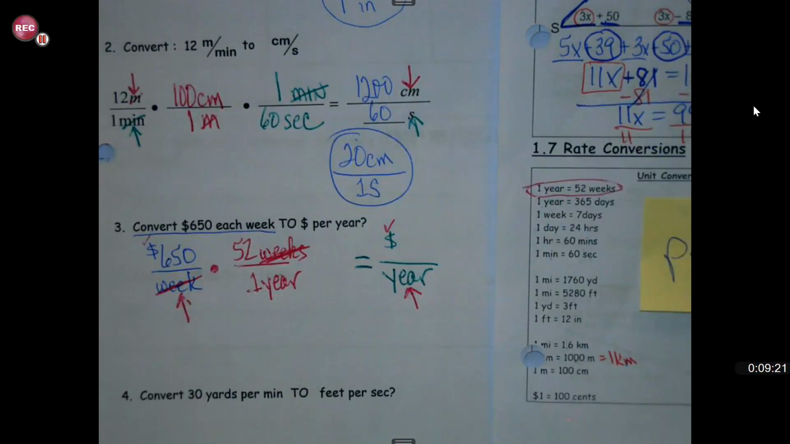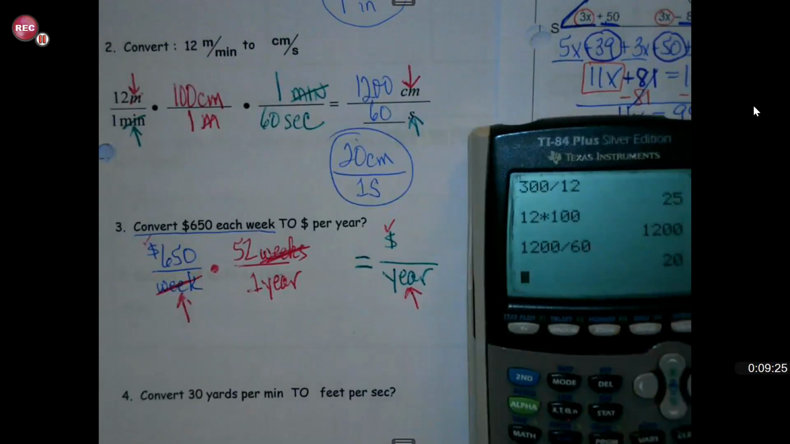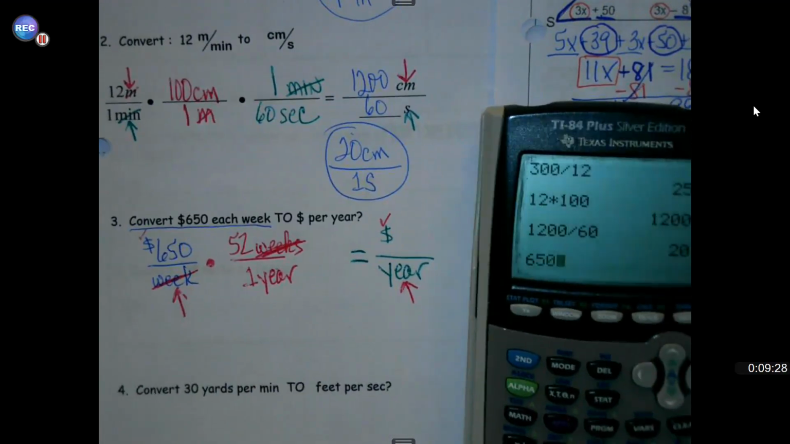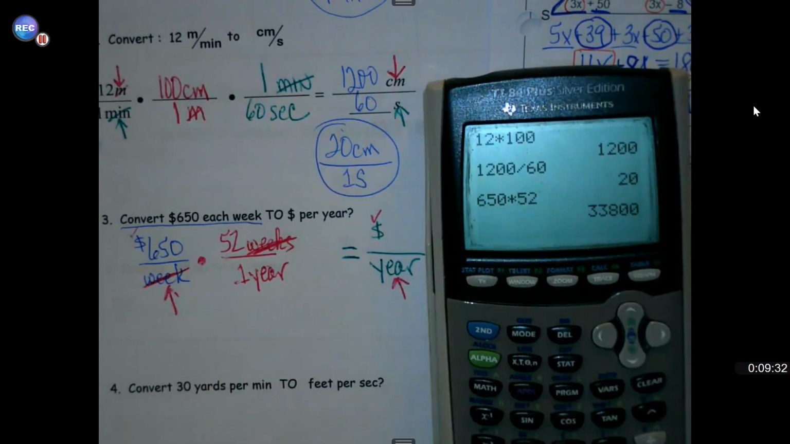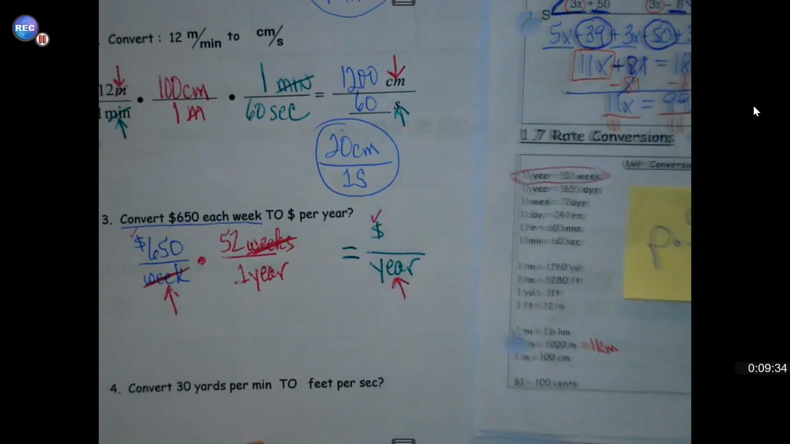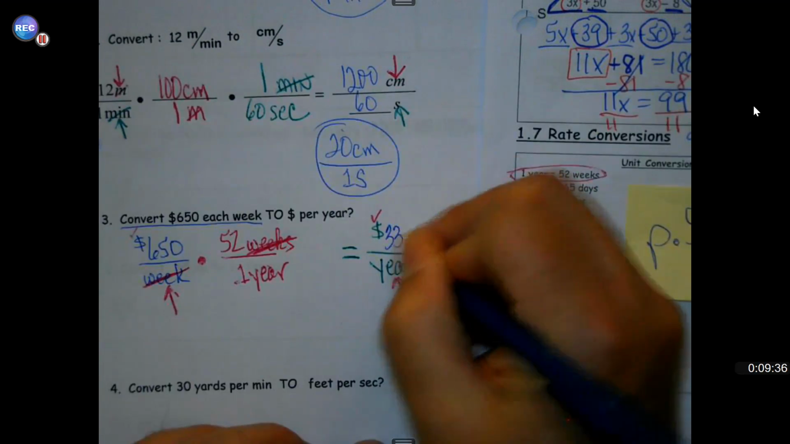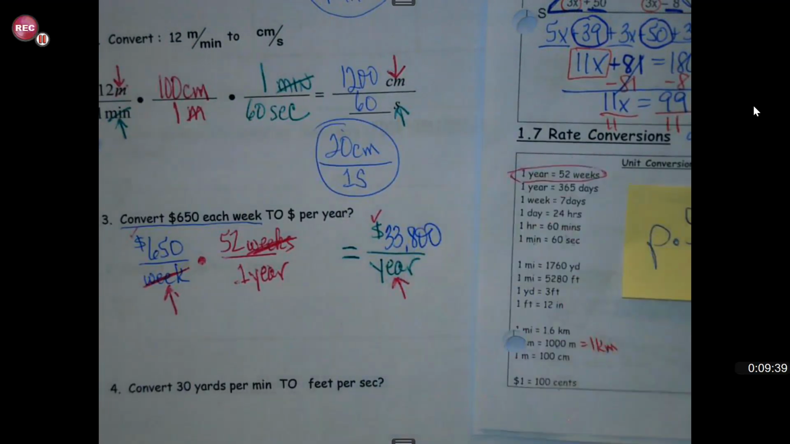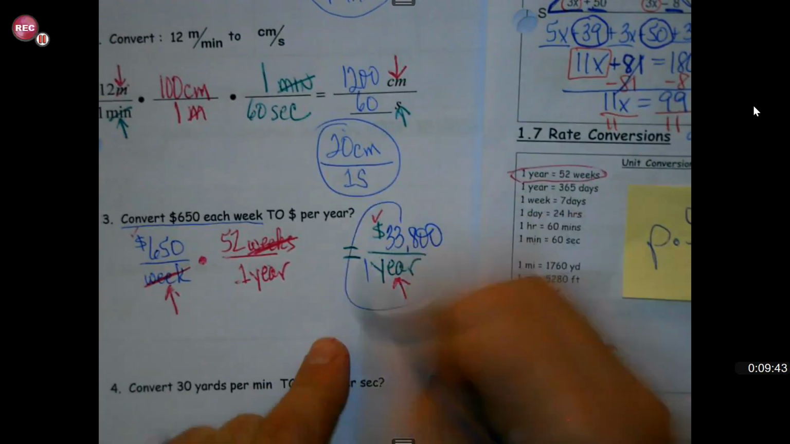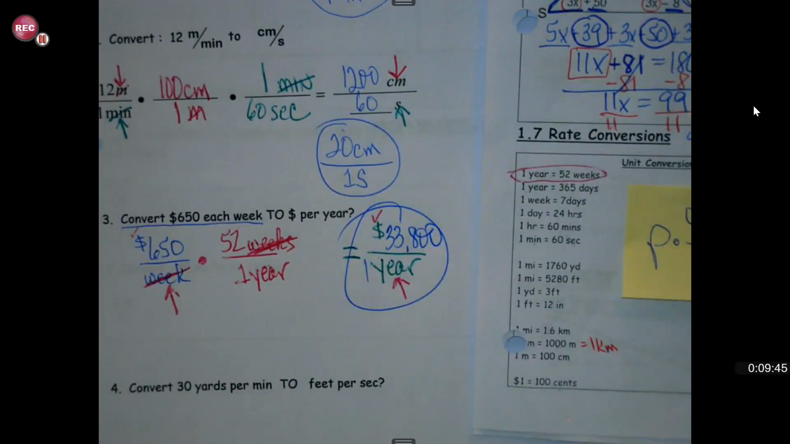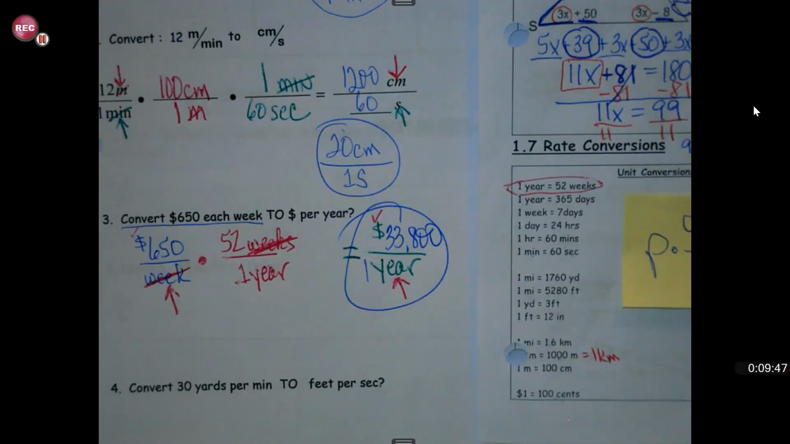So, now, multiply them up. Ooh, that's a little better. 33,800. And the even nicer thing on this one is, that's already just in 1 year. I don't have to divide anything. I'm just done. I did one step. I was finished. So sometimes, it doesn't always have to take a long time. Sometimes it can go fairly quickly.